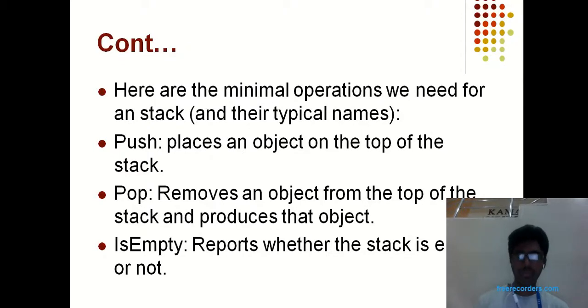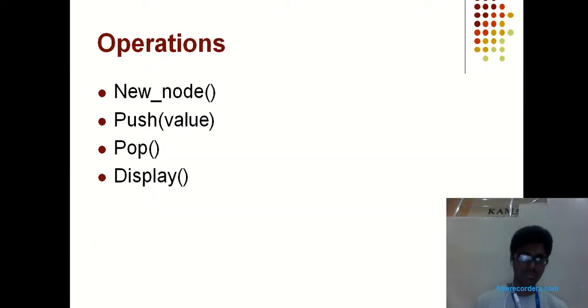Here are the minimal operations we need for a stack and the typical names. Push places an object on the top of the stack. Pop removes an object from the top of the stack and produces that object. isEmpty reports whether the stack is empty or not. We see about the operations.